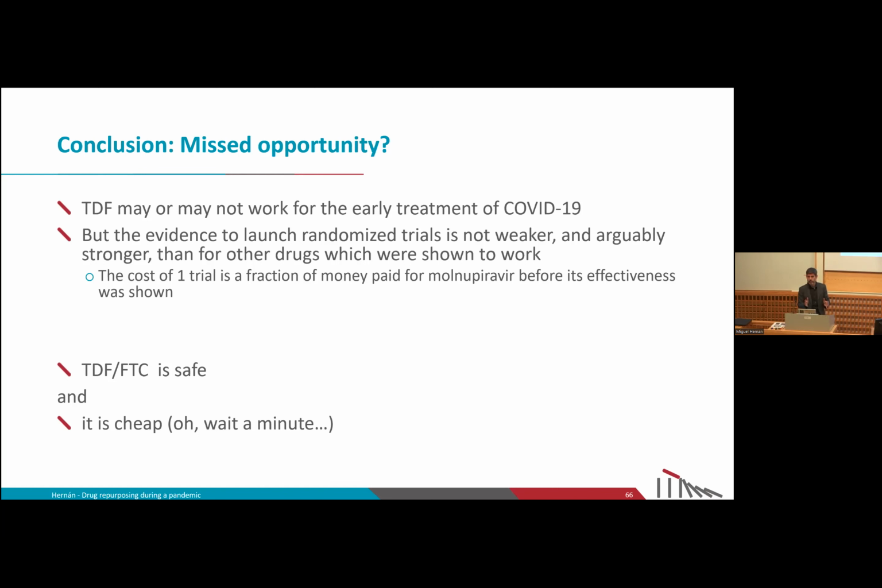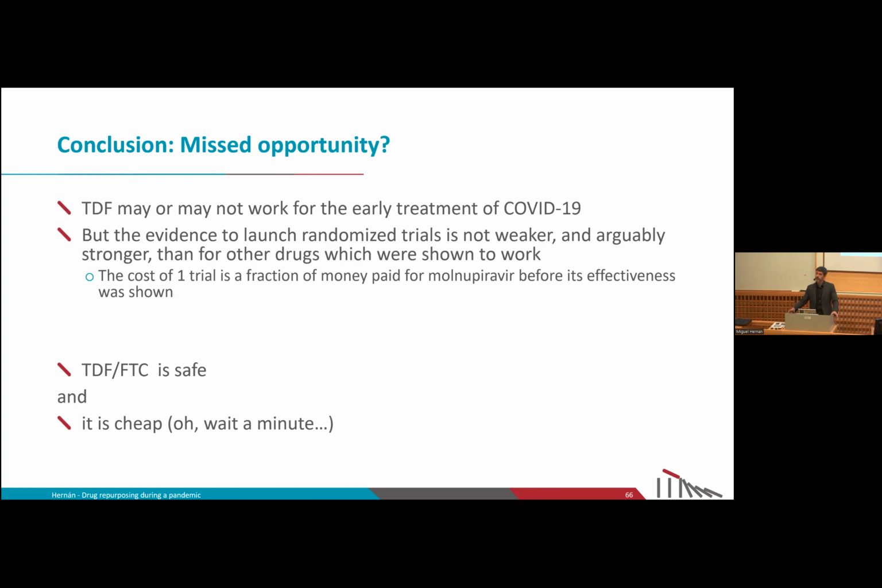And think about how crazy this whole thing is. The US government is paying $2 billion for molnupiravir and was willing to pay that even before it had been proven to work in non-hospitalized patients, and is not willing to pay, what, 50 million for a randomized trial of tenofovir?